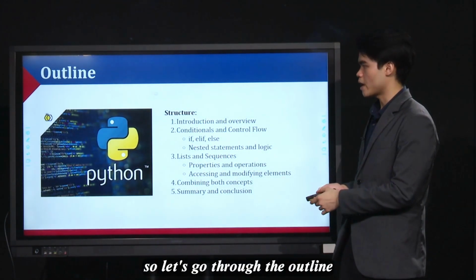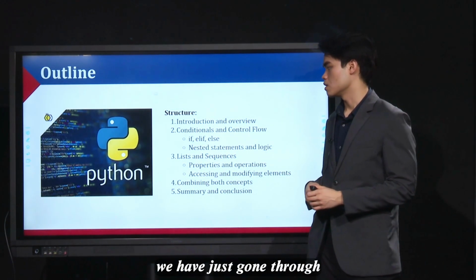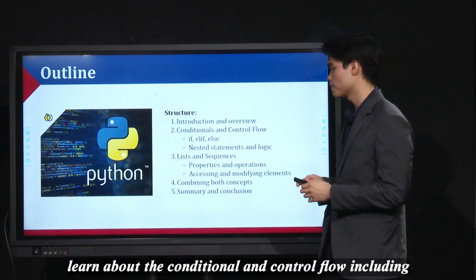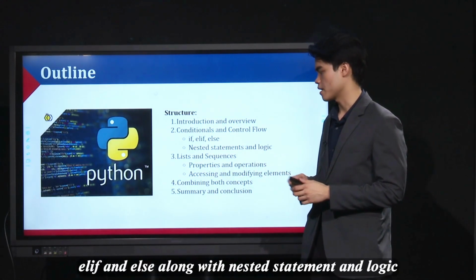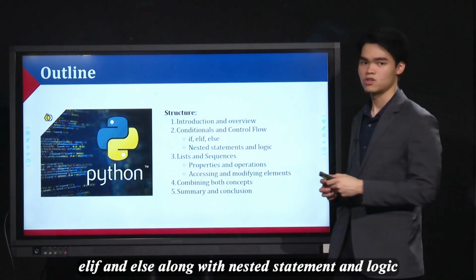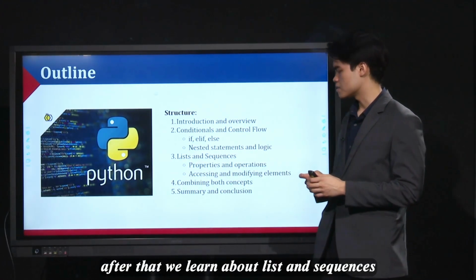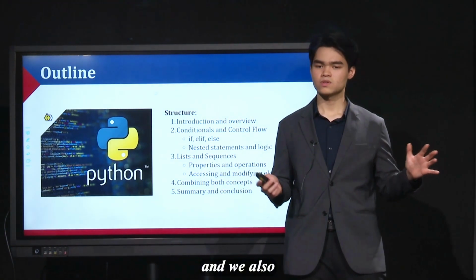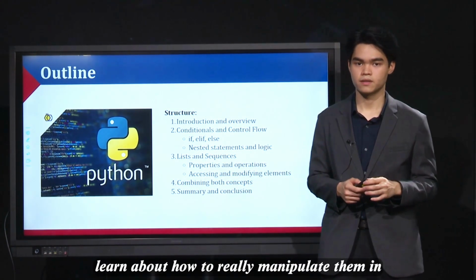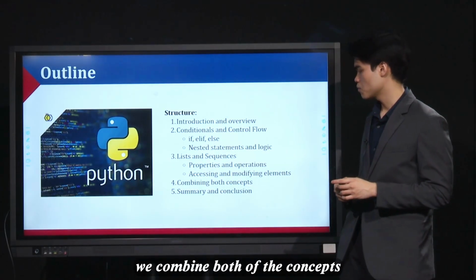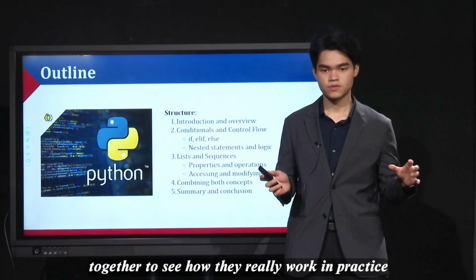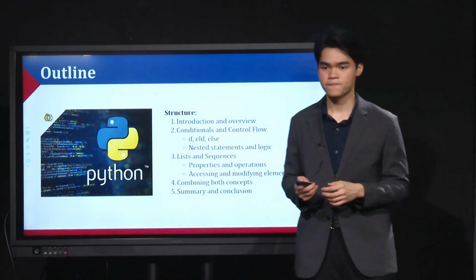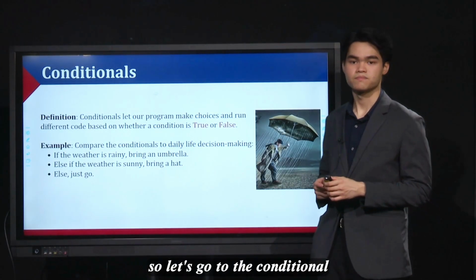So let's go through the outline. We just go through the introduction and overview. And the next thing we're going to do is learn about the conditional and control flow, including if, elif, and else, along with nested statements and logic. After that, we will learn about lists and sequences with properties and operations, and we will also learn how to manipulate them in Python programming. And finally, we will combine both of the concepts together to see how they really work in practice, along with a summary and conclusion. So let's go to the conditional.